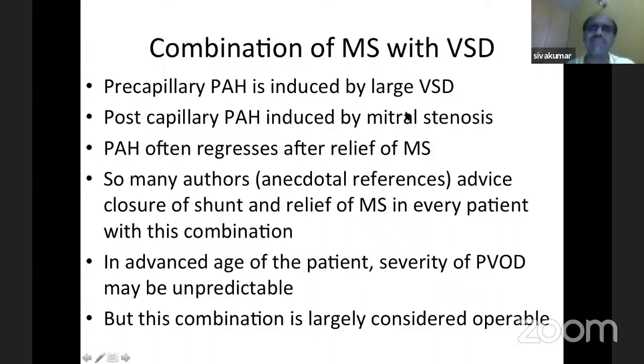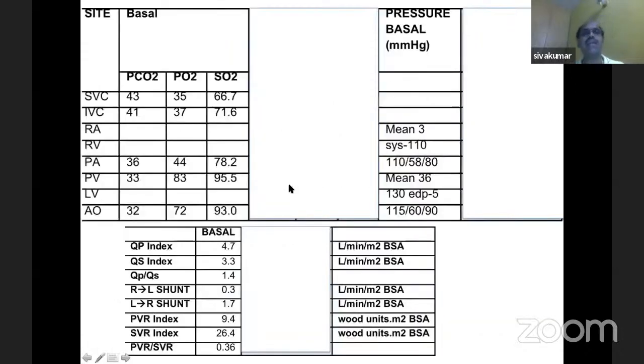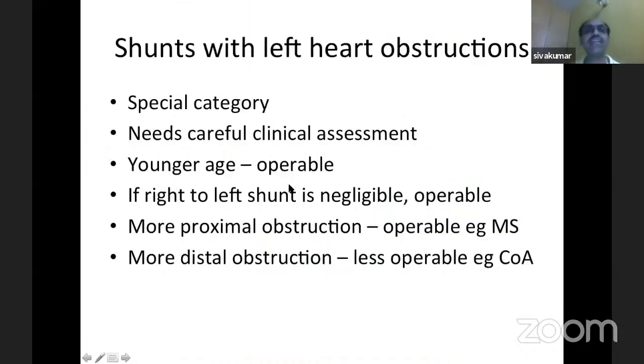Another combination is mitral stenosis with ventricular septal defect, where a mitral stenosis can produce severe pulmonary arteriolar spasm due to PVH, and there can be some difficulties in assessing their condition. So we need to understand these patients will be a special category.